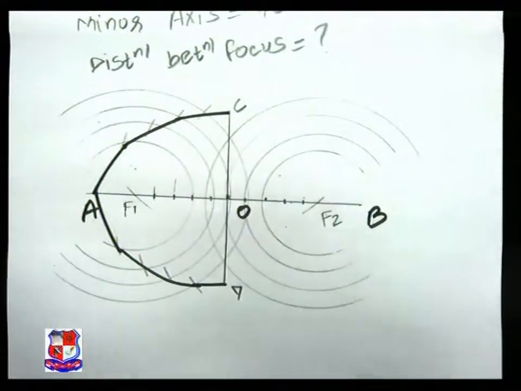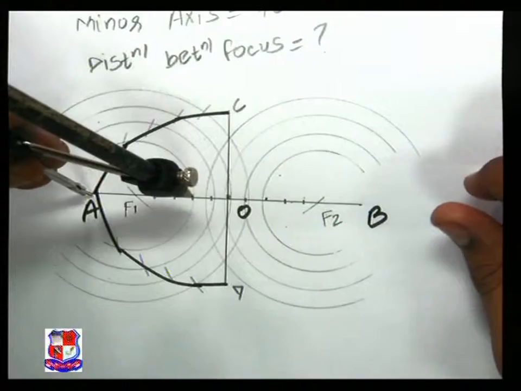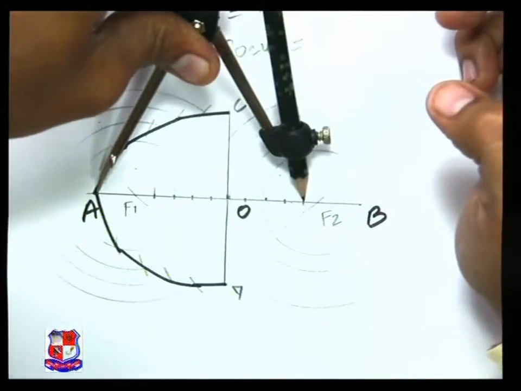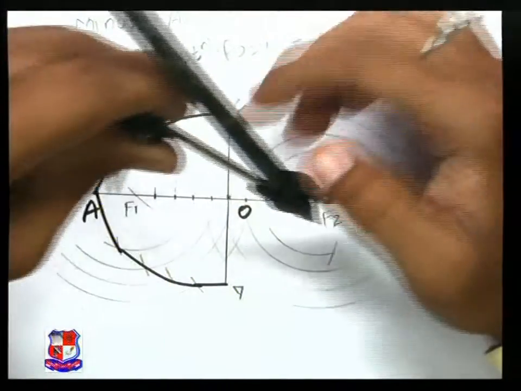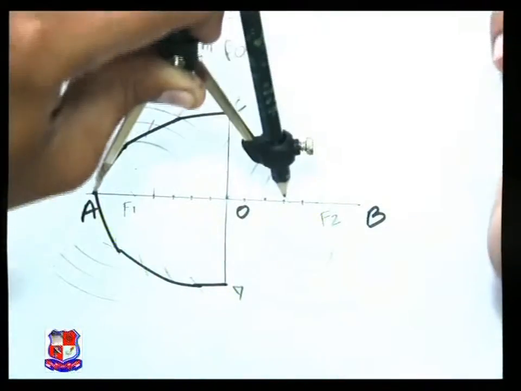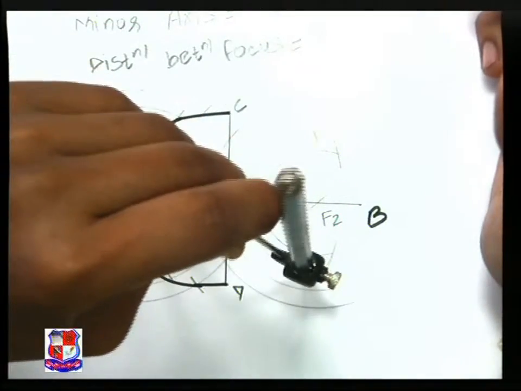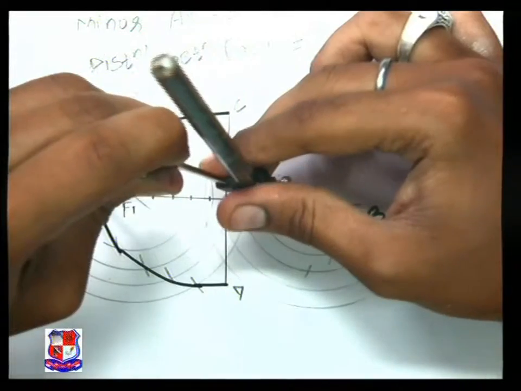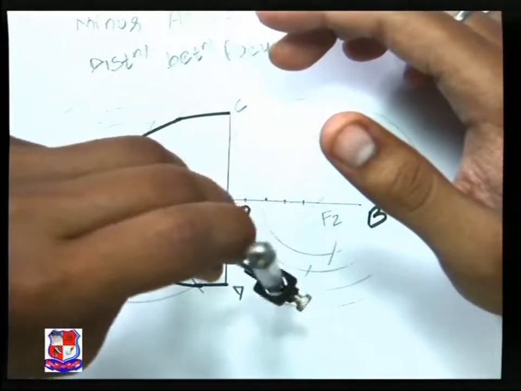When we complete this semicircular side on each side, we'll do it from the opposite side. A to 1, F1 as center, arc on both sides. A to 2, F1 as center, arc on both sides. Similarly, A to 3, F1 as center, arc on each circle.